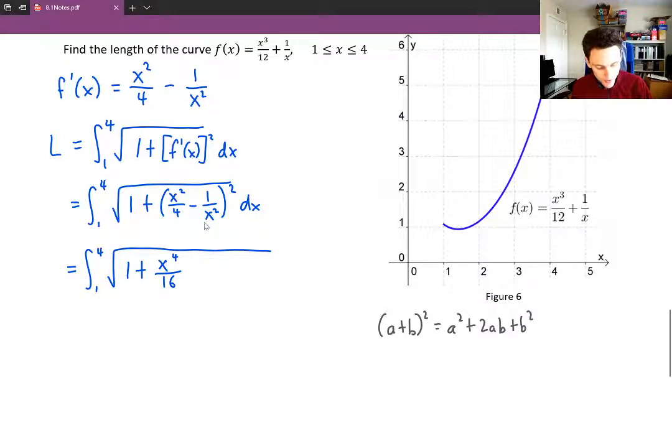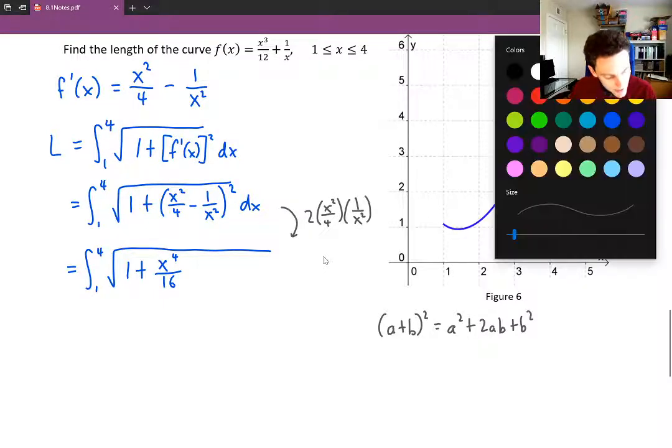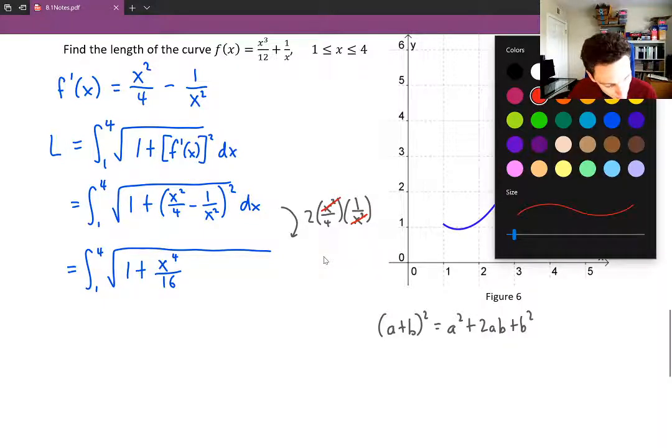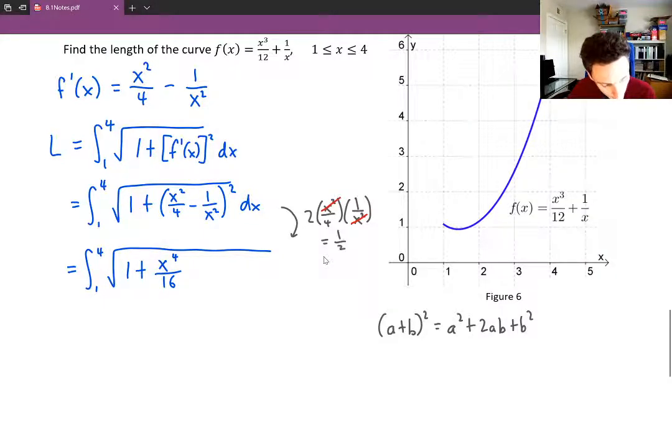Well, let's think about what the middle term would be in this case. It's going to be 2 times x squared over 4 times 1 over x squared. So notice that the x squareds are going to cancel, and you'll just get 2/4, which is 1/2. So we have minus 1/2, because it's actually a minus 2ab, there's a negative in the middle, and then plus 1 over x to the fourth dx.